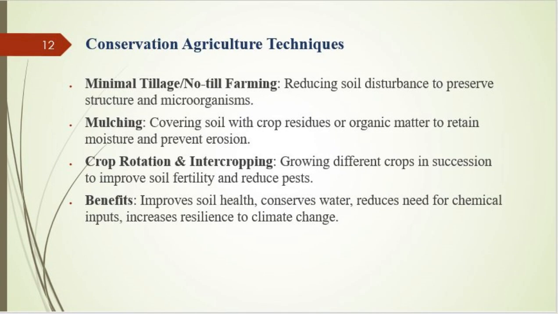Conservation agriculture techniques. Conservation agriculture focuses on protecting soil while maintaining crop production. Main techniques include minimal or no-till farming, reducing soil disturbance, mulching, covering soil with crop residues or organic materials, crop rotation, growing different crops in sequence, intercropping, growing two or more crops together. Benefits: better soil health, less erosion, improved moisture retention, fewer pests, greater resilience to climate change.